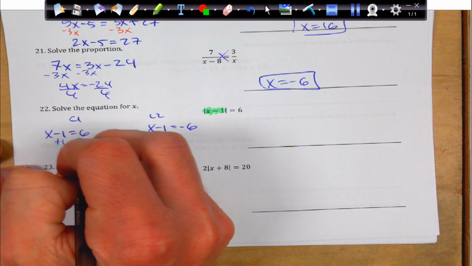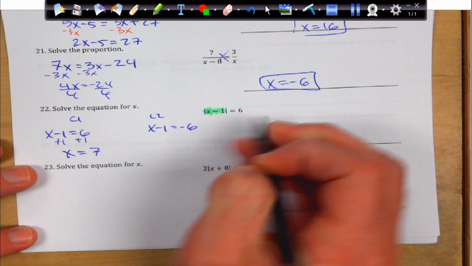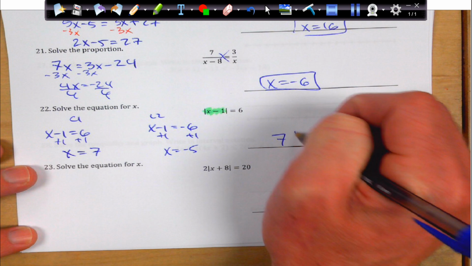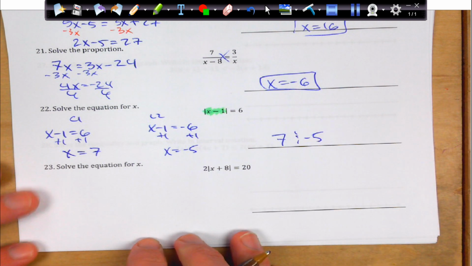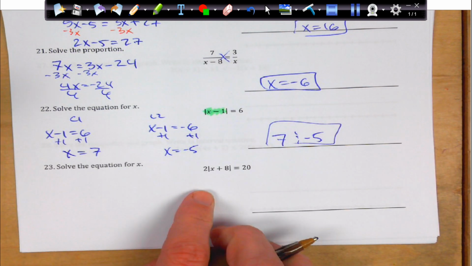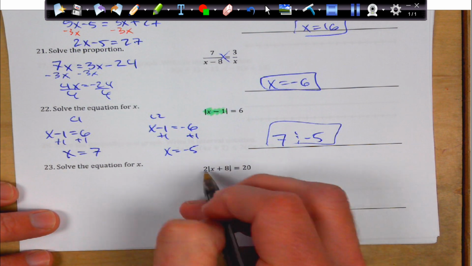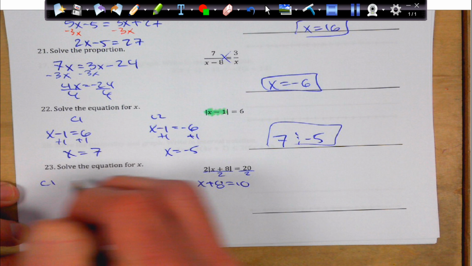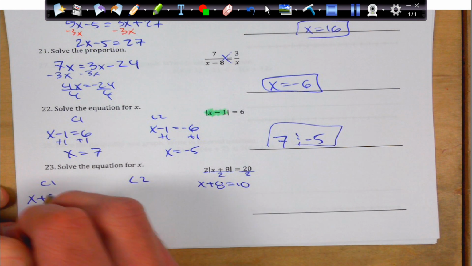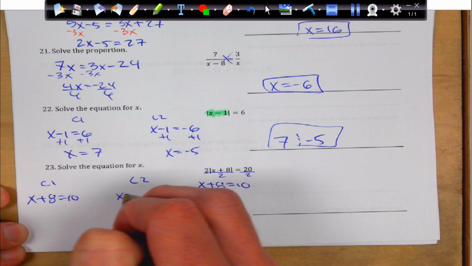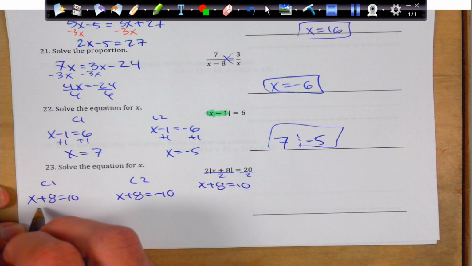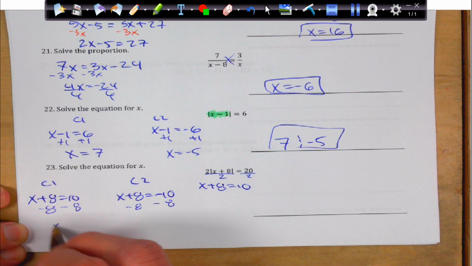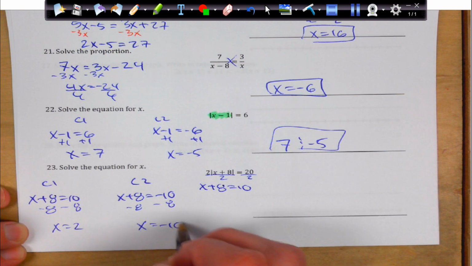Add 1, and x equals 7. Add 1, and x equals negative 5. So we get 7 and negative 5. Over here, we have to get the absolute value part alone, so we're going to divide by 2 first. Get x plus 8 equals 10. Set up my 2 cases. So it equals 10, and it will equal negative 10. So I subtract the 8, and I should get x equals 2, and x equals negative 18.